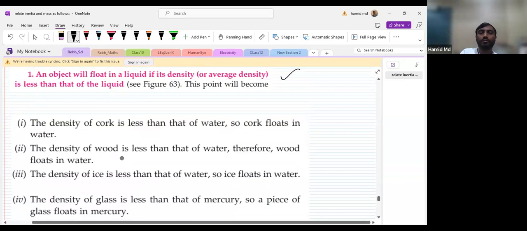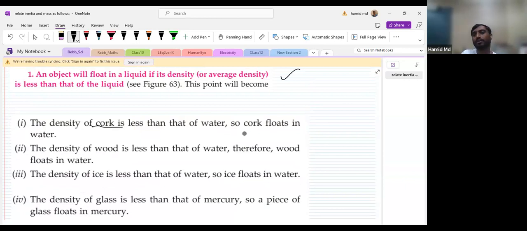The density of cork is less than that of water. Is less than that of water. So cork floats on the water. What is cork? The bottle cap. Bottle cap, right? So how is its density less than the density of water? Because its weight is less than the water.